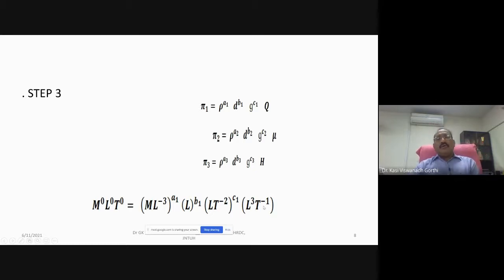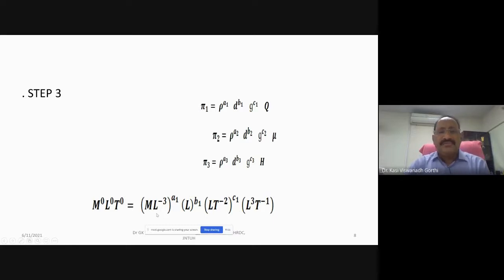So what you have done now is taken one pi term, pi 1, and for this pi term you started writing the dimensional formula for both the left hand side and the right hand side. On the right hand side you have rho, d, g and Q. For all these variables you have written the dimensional formula: rho, mass density, M L to the power minus 3; d, the size of the orifice, L; g, acceleration due to gravity, L T to the power minus 2; and the discharge Q, L cube T to the power minus 1. Now, what you need to do?